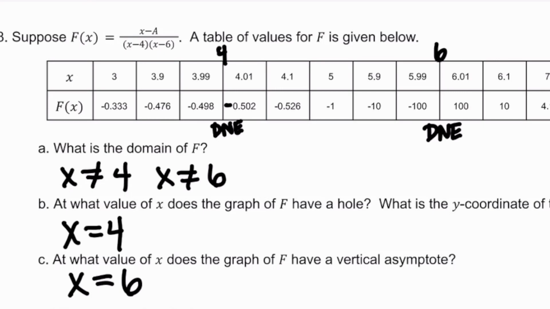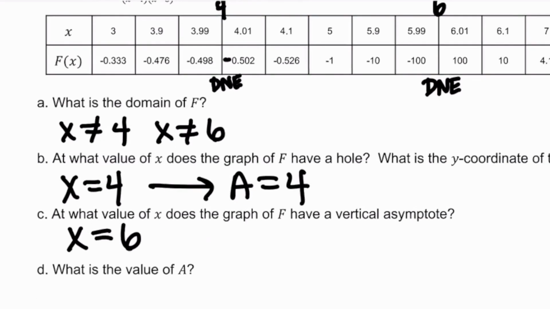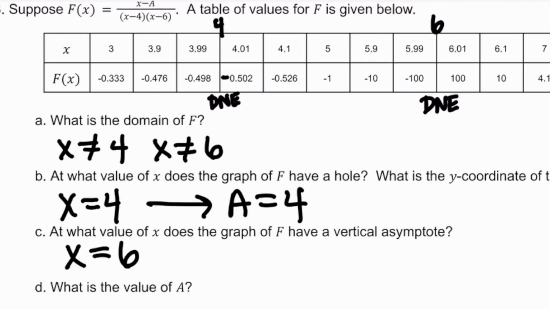So that means A is going to equal 4. And I see that's question D, so there you can see it, but I just answered it right there. Because as soon as I realize I have a hole at x equals 4, I look back up at f, and it's like x minus something over x minus 4. Something's got to cancel, so I need an x minus 4 over x minus 4 to cancel. So that means x equals 4, and as a result, a equals 4. So then we found the value of a.